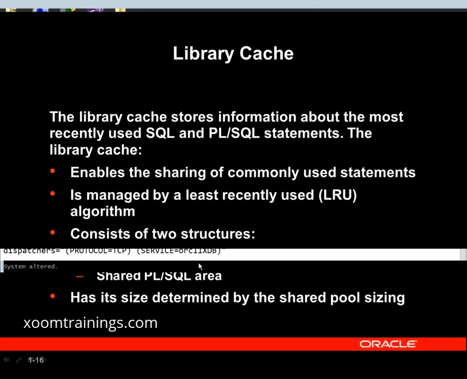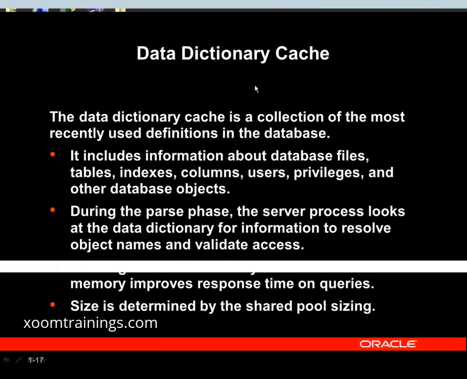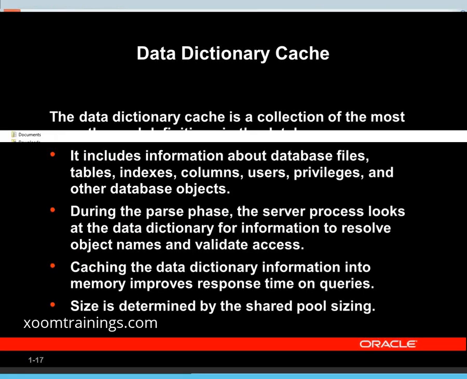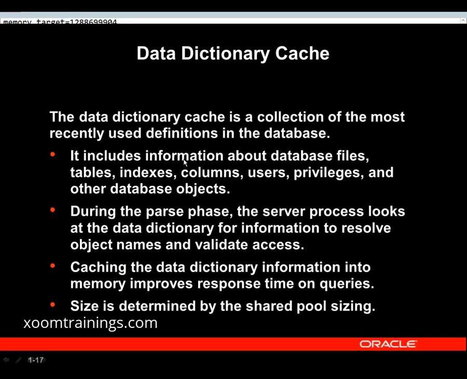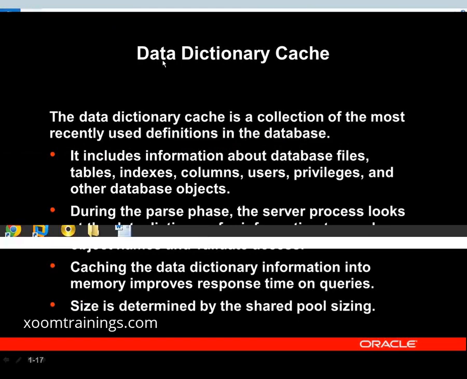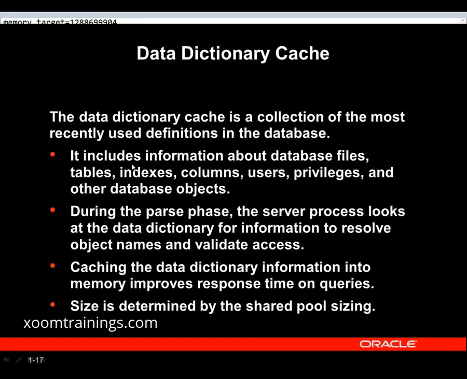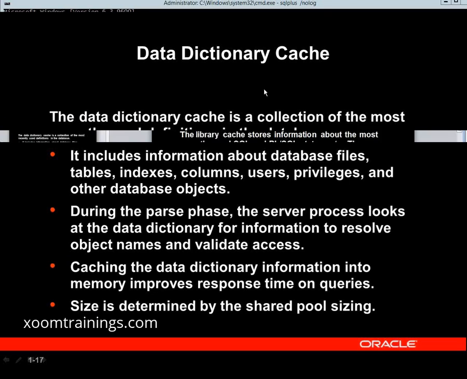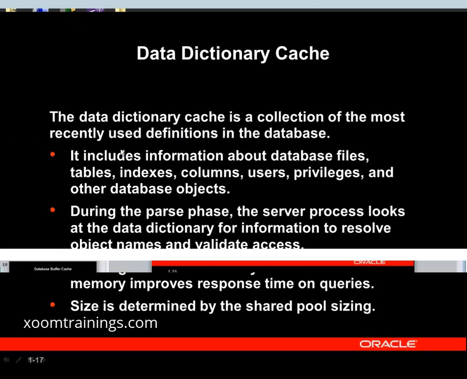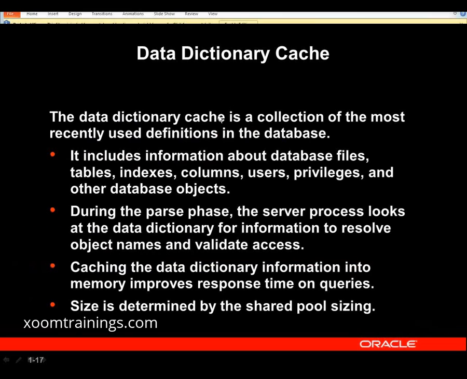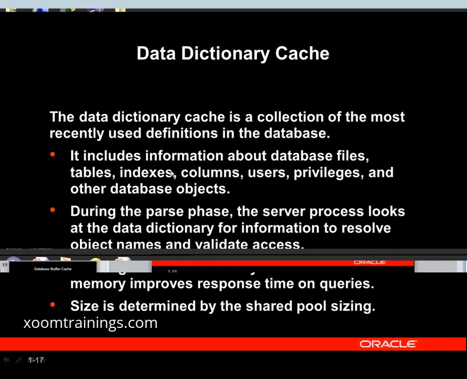Now the next component, the database buffer cache, is where blocks are actually stored. The modified blocks come across, or when a server process reads data from the database file, the server process stores it in the database buffer cache, and that is what the database buffer cache does. The data dictionary cache is the collection of the most recently used definitions. I'm sorry, that is the database buffer cache.